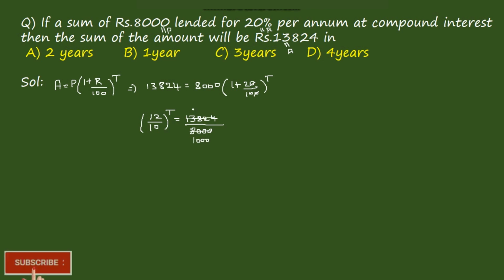8 goes into 1,000 and again 8 goes into 1728, right? See here, we know that 10 cube is 1,000, and again 12 cube is equal to 1728, right? So T is equal to 3 years. So the answer is option C.